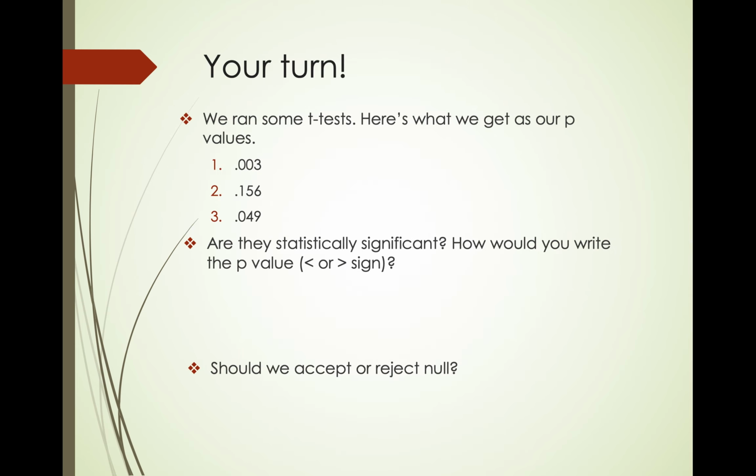So your turn. Act like we've run some t-tests. Here's what we get back as our p-values. Are they statistically significant? How would you write the p-value, the greater than or the less than sign? And then should we accept or reject the null? So let's do the first one together, 0.003. That is our p-value that we got back when we ran this t-test. So, is it statistically significant? Yes, it is, because it is less than 0.05. And that's how we would write it out.